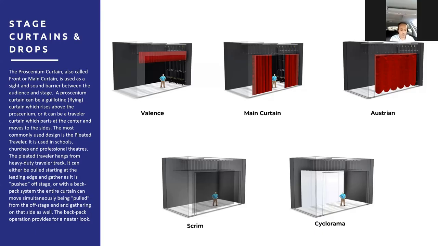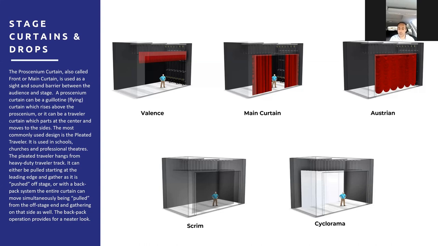All right, let's jump into curtains. Curtains are fairly straightforward, but again, since their role is to either hide the stage fixtures or mask certain parts of the stage, they are an important part of a stage lighting system. The different types of curtains that we're going to look at here start off with the proscenium curtain. It has different names, such as front or main curtain.